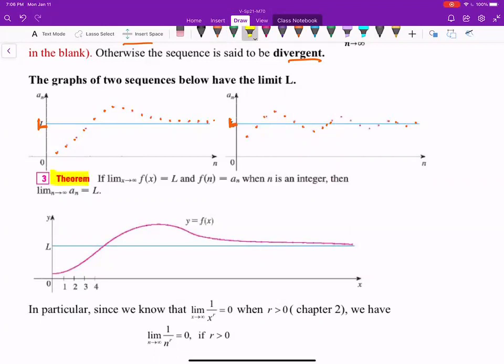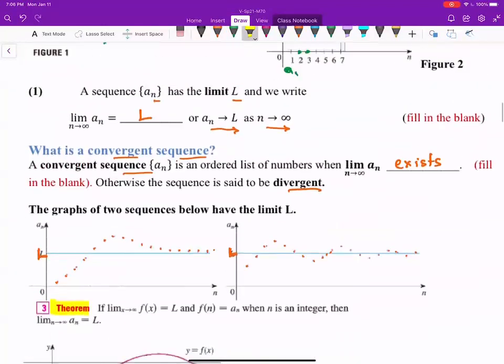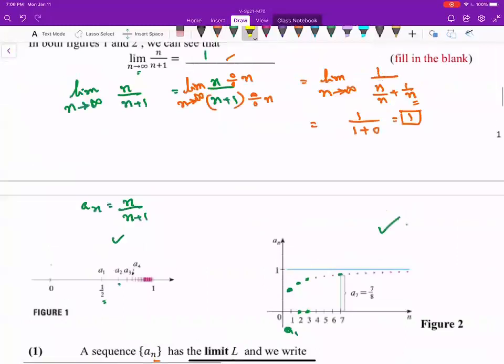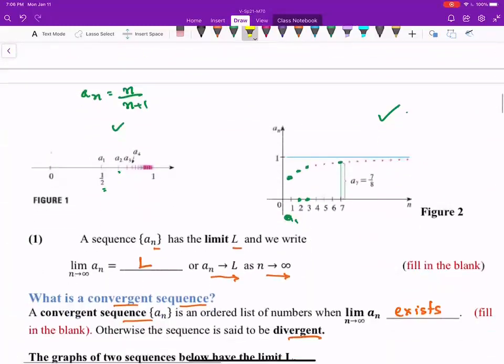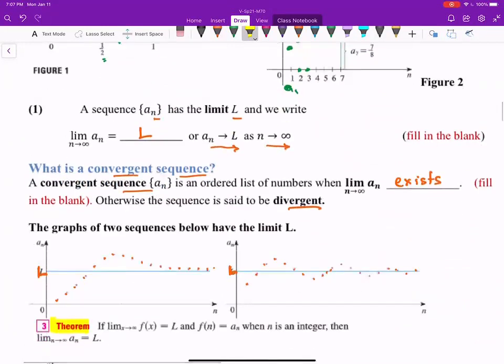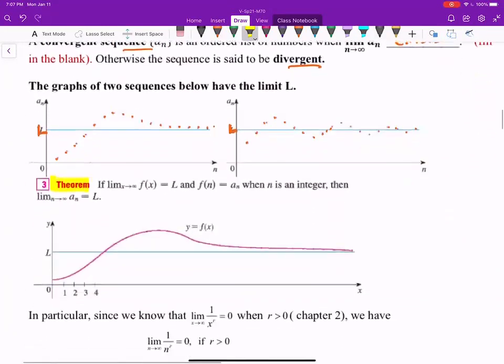Next theorem. This is part B of the video of section 11.1, concepts, theorems, and some examples. Earlier we saw the definition of a sequence, what are a few ways of representing a sequence, how to find the nth term, and what we mean by a sequence being convergent or divergent.